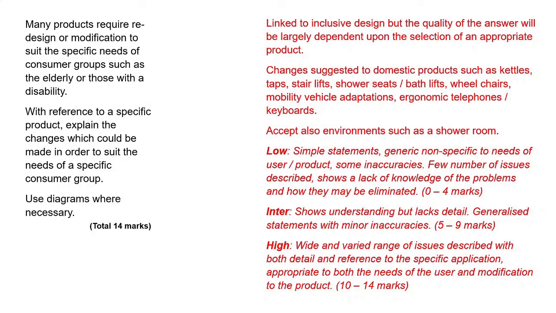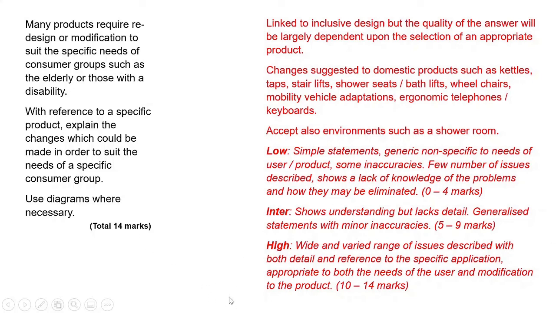To me, I think most likely the ones most people would have picked were probably things like the kettle or telephones or keyboards. So those are probably the most likely ones. Personally, I would have picked a kettle because you think there's loads you can talk about. So what you've got here is basically the mark scheme of how we figure it out. So it's on low, intermediate and high.